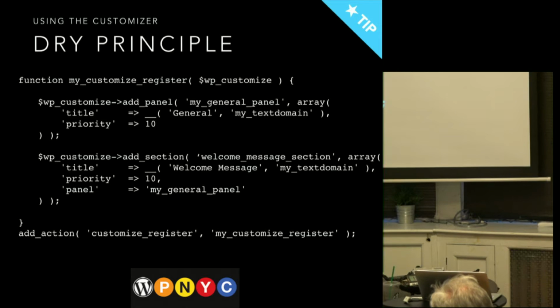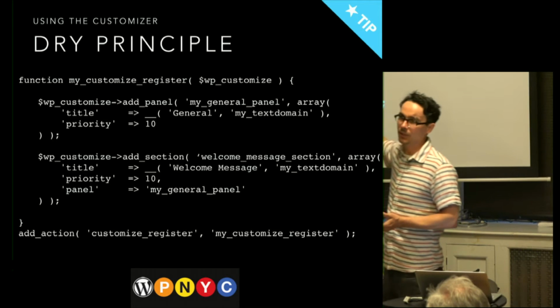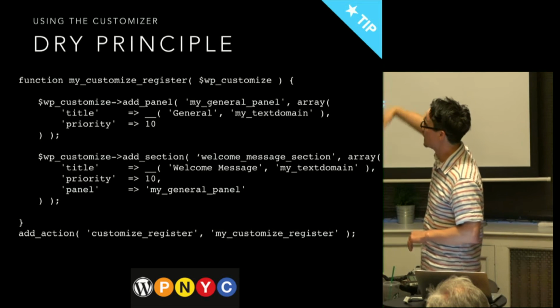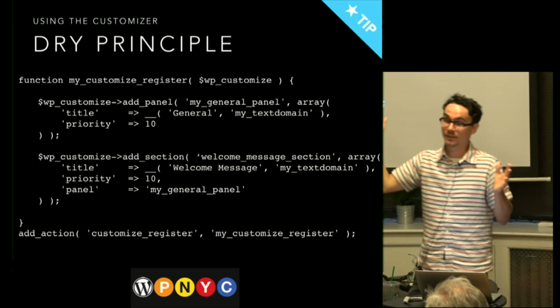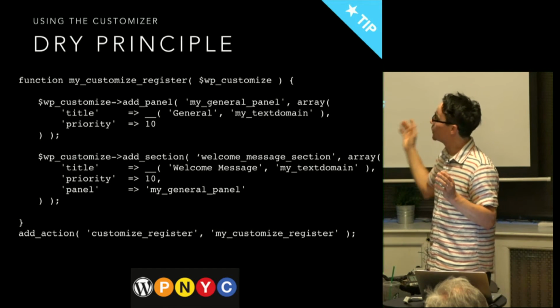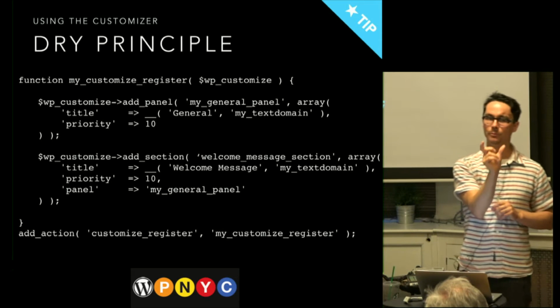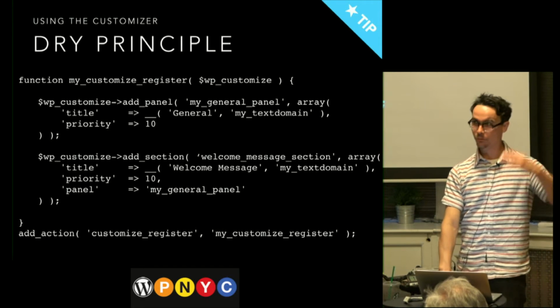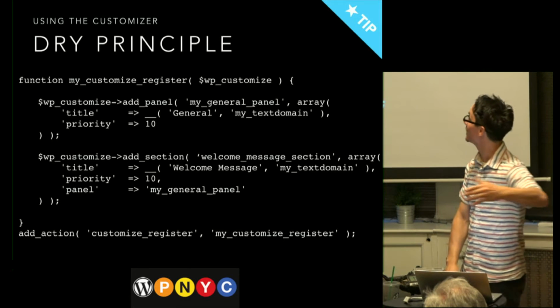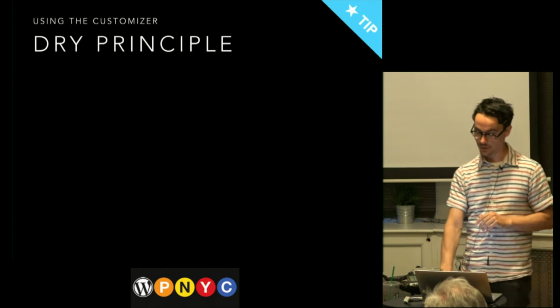So let's say that I accidentally misspelled my general panel in one of these arrays that I'm building. Well, if I misspell that, then the whole thing's going to break, right? So we should really try to consolidate that and assign it as a variable. If we remember what the DRY principle says, don't repeat yourself, let's assign it as a variable.